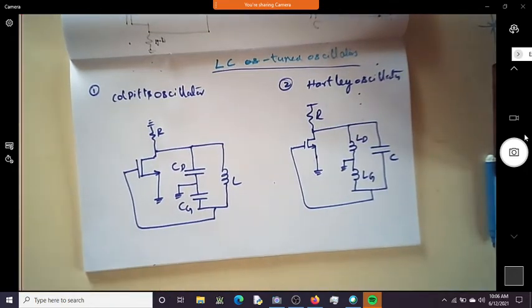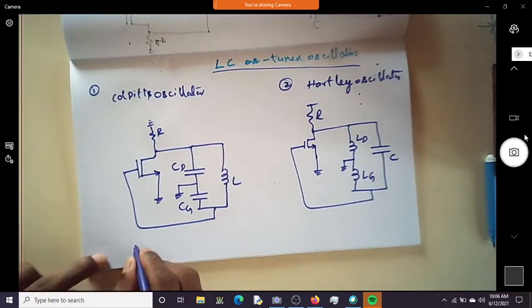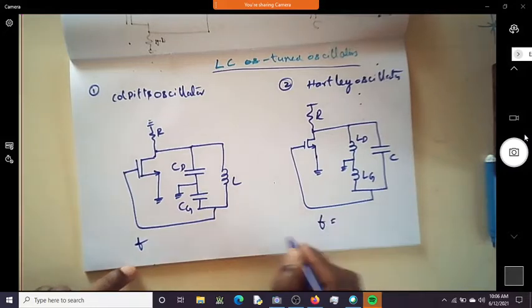Can somebody tell me what is the frequency of oscillation? Somebody from Group 5? Group 5. G5 members. No G5. Or from G7? One of you from G7. So what is the frequency of oscillation?